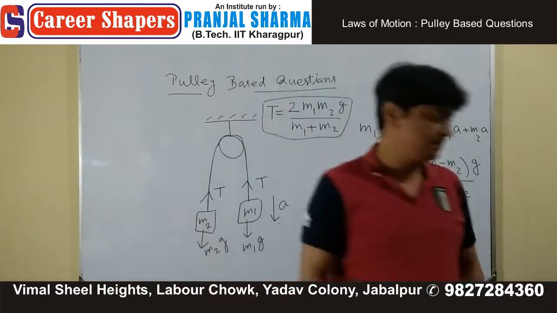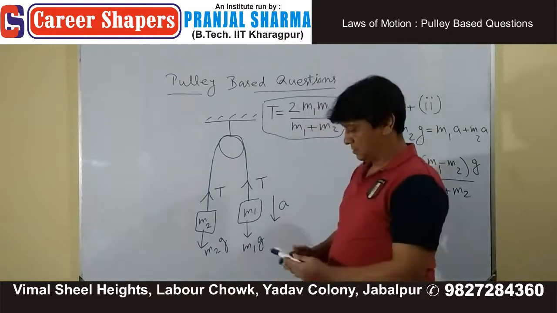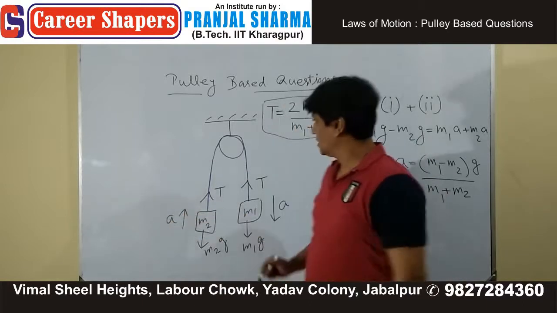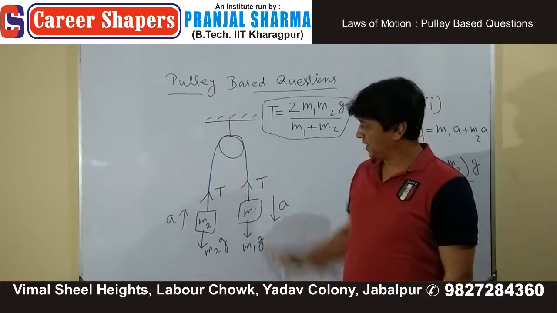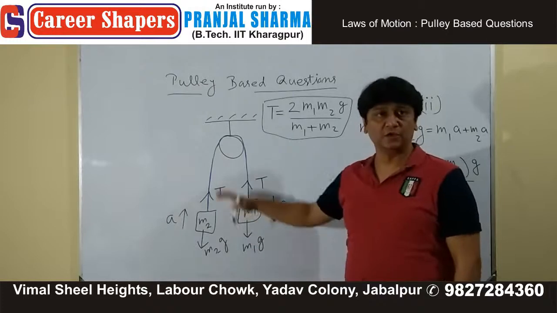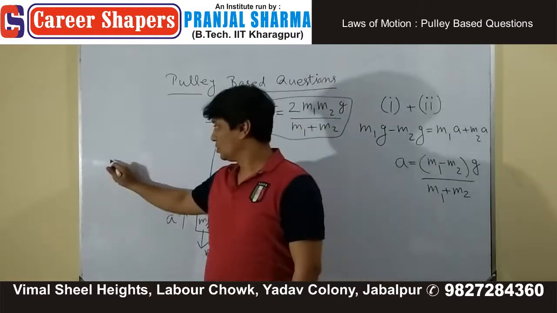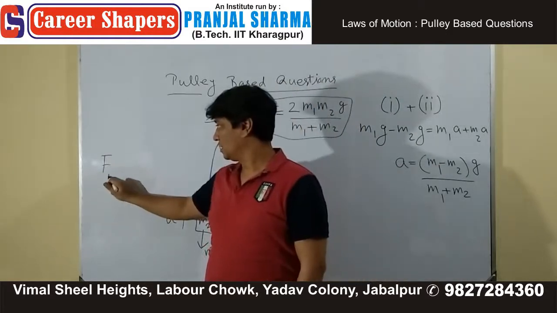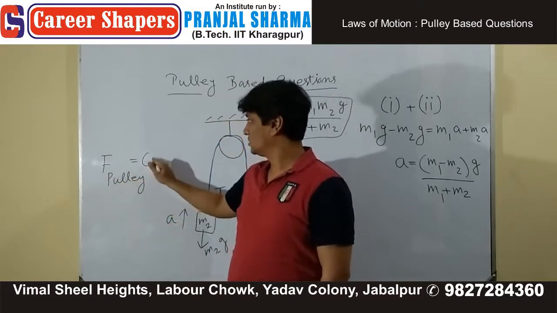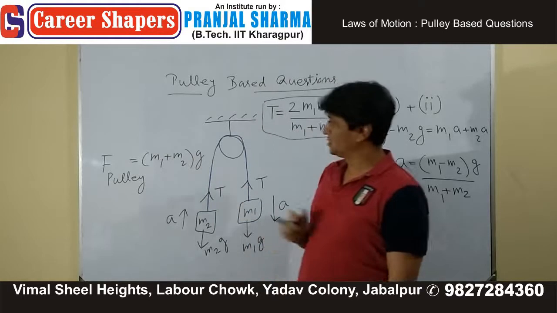इसको समझने के लिए क्या देखना, भाई जो रोप है इसके साथ कौन कनेक्टेड है? M1 एंड M2. और ये रोप इस पूरी चीज को कहाँ खींच रही है? नीचे. रोप के साथ क्या कनेक्टेड है? M1 M2. Force on the pulley is M1 plus M2 multiplied by G.